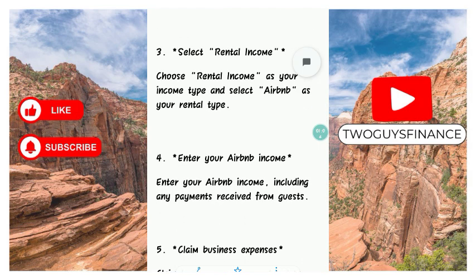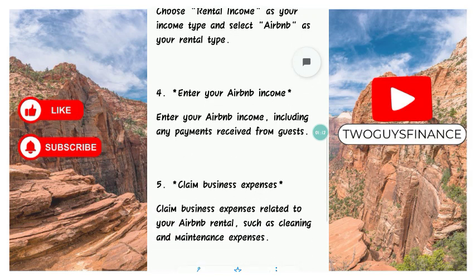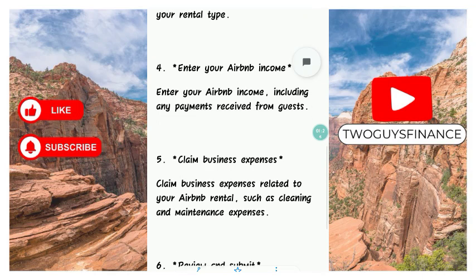Next, you're going to enter your Airbnb income. So go ahead and type that in, including any payments received from guests. Once that's done, next thing you're going to do is to claim business expenses. So go ahead and claim business expenses that are related to your Airbnb rental, such as cleaning and maintenance expenses.